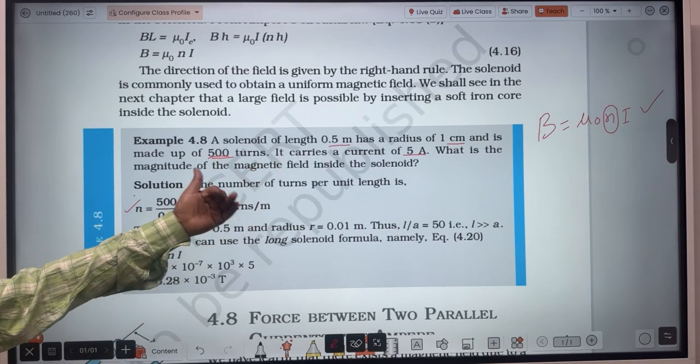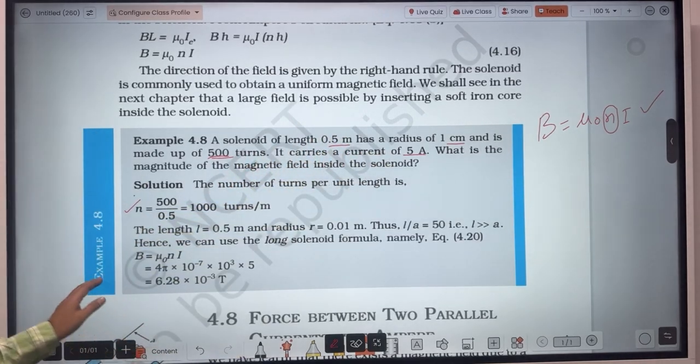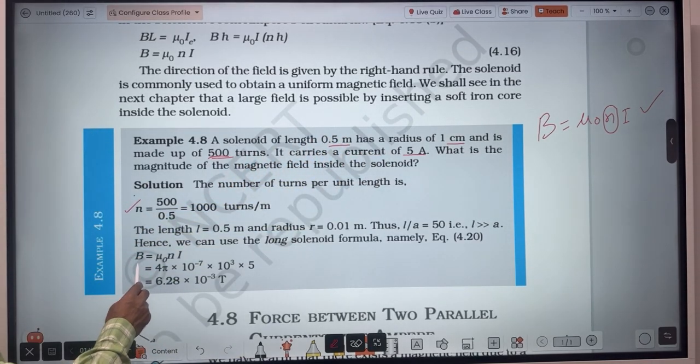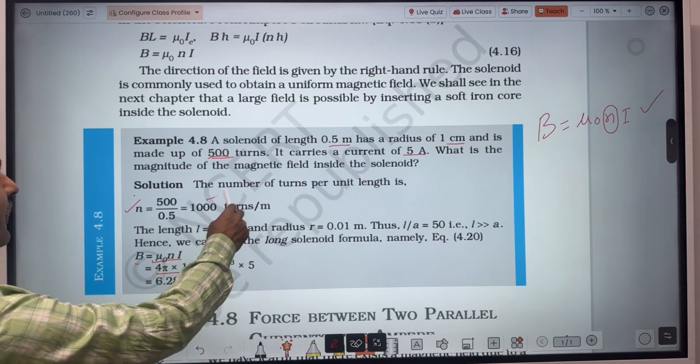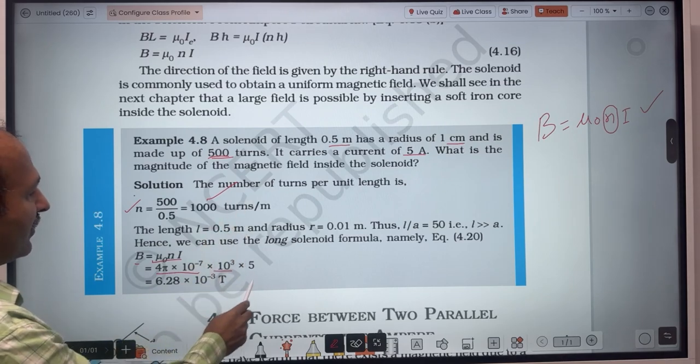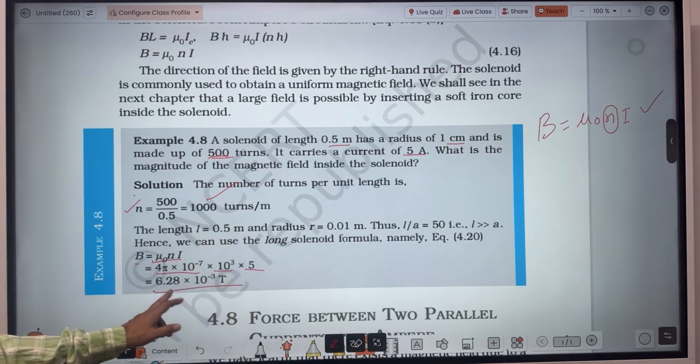So we have got n, mu naught is already known, and the current is given as 5 ampere. So let's put in the values. B equal to mu naught n I, where mu naught is 4 pi into 10 power minus 7. The number of turns per meter we have got is 1000, and then I is 5 ampere. So after evaluation you will get 6.28 into 10 power minus 3 Tesla.